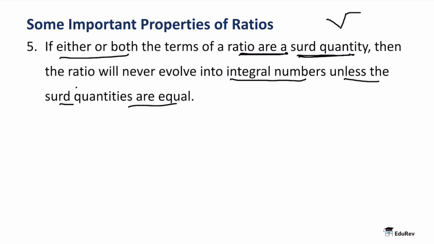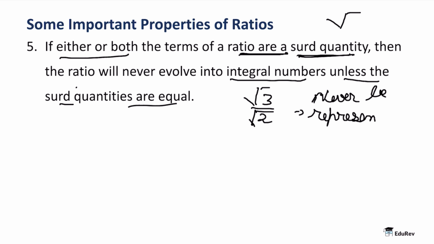Now see, what we are trying to tell here is that if there is a number root 3 by root 2, this can never be represented as integers. Why? Because both of these are irrational numbers, so it can never be represented by integers.